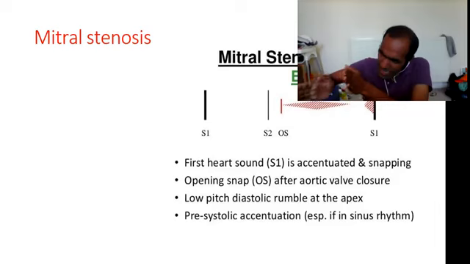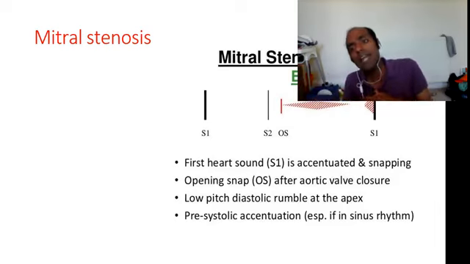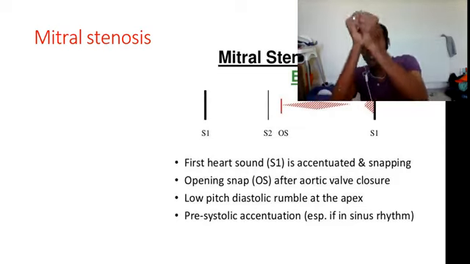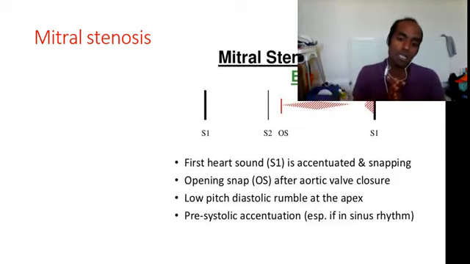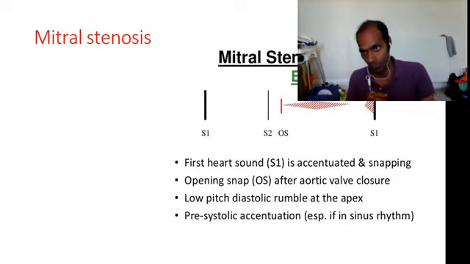Towards the end of diastole the murmur gets a bit louder. Why is that? Because of the atrial contraction at the last minute. And the first heart sound is loud.